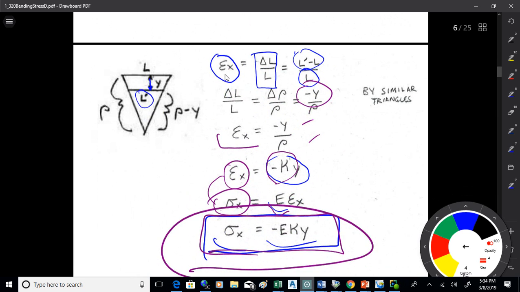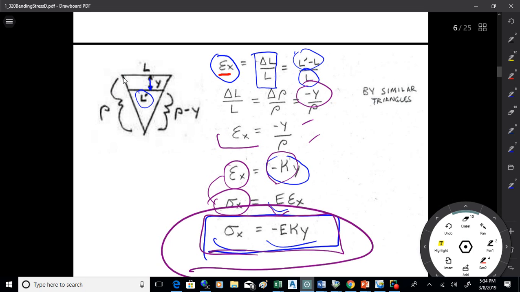All right, so we can say the strain on that lower line is delta L over L. That's the definition of strain. Okay, now that's going to be proportional by similar triangles to delta rho over rho, where delta rho is the change in this radius of curvature. We call it rho because it's not necessarily a circle. R is generally reserved for circular radii. Rho is a more general term.